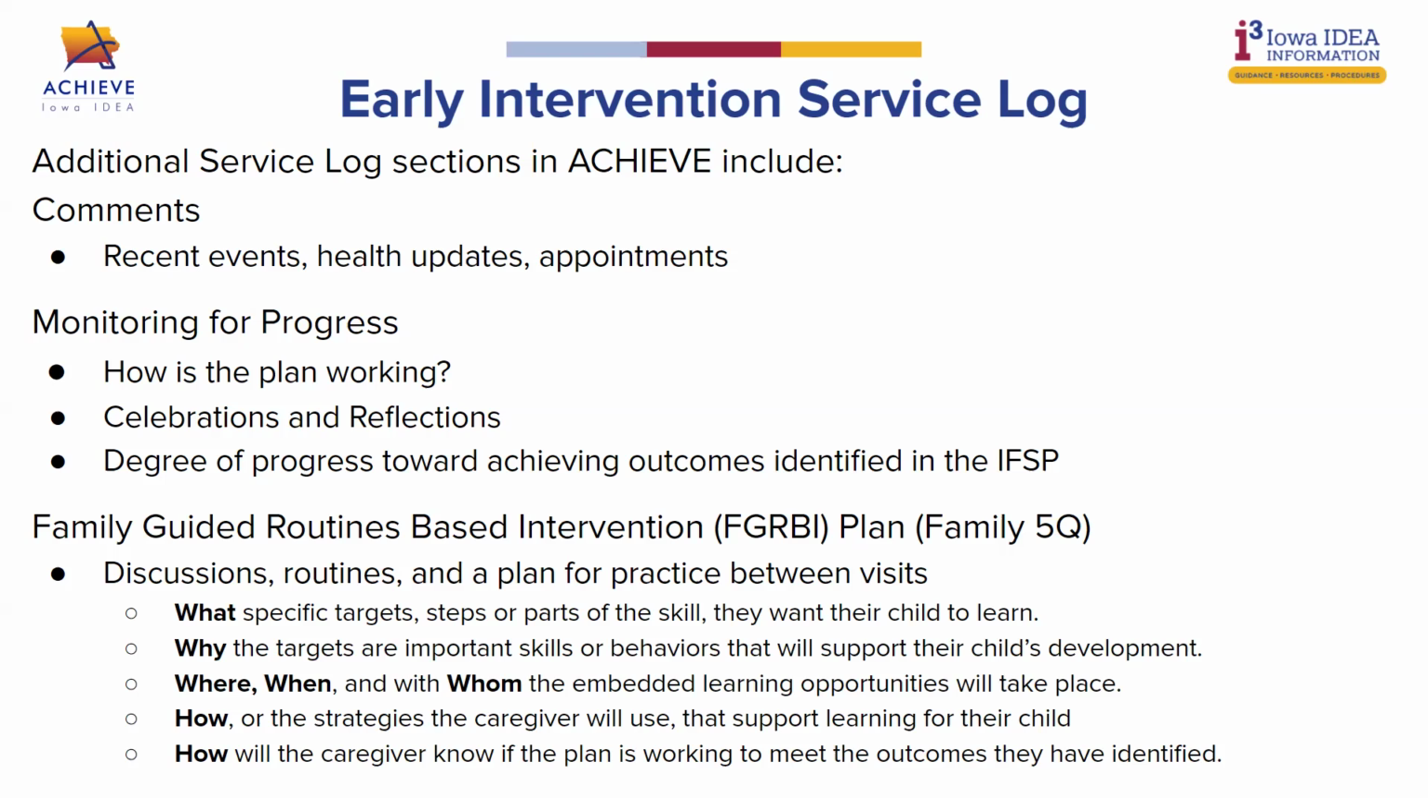Monitoring for Progress. The Monitoring for Progress section in Achieve is structured to record qualitative and quantitative data on the progress towards achieving child and family outcomes and priorities. This section of the service log is used to record the family's reflections on how the plan is working. This information may be gathered throughout the visit with the families as they share concerns, challenges, and celebrations. Additionally, the providers document information and data on the progress towards achieving the child and family outcomes identified in the IFSP.